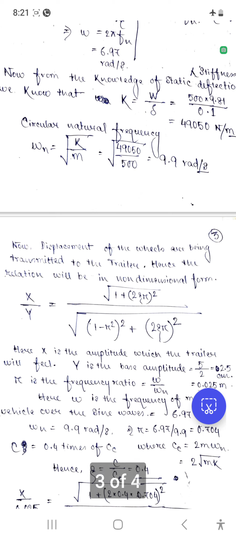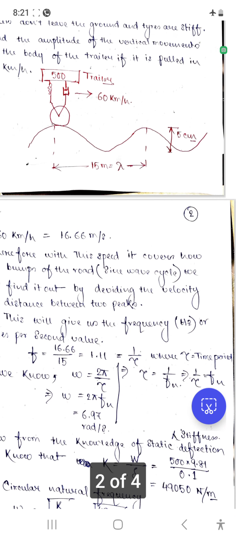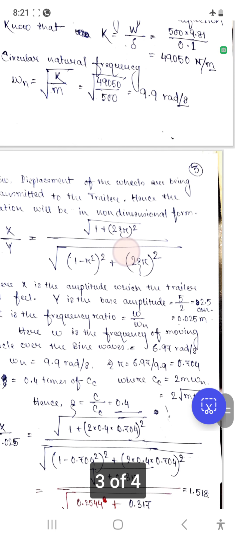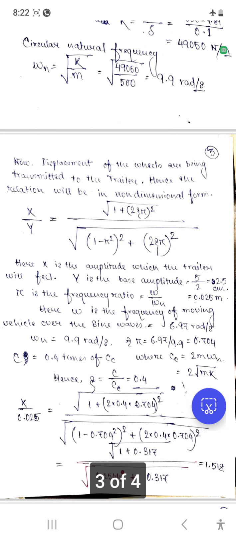X is the amplitude. Y is the base amplitude, 5 by 2, because from this peak to that top peak was 5, so it is 5 by 2, that is 2.5 centimeter. 2.5 centimeter, we are converting it into meter. R is the frequency ratio, as we have done, omega by omega n. Omega is the frequency of the moving wheel over the sine waves, 6.97 radian. Omega n is 9.9 radian. So R equal to 0.704.